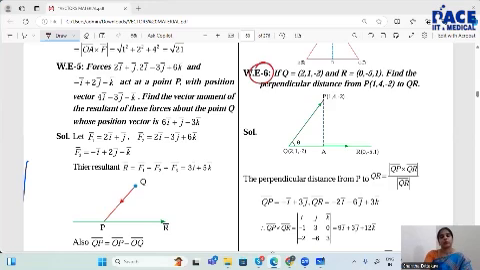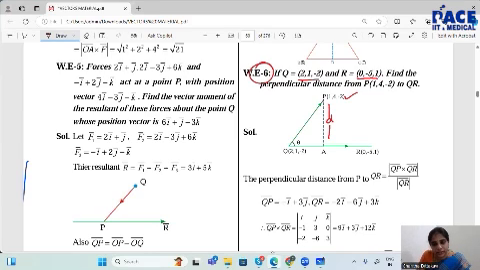Now coming to question number 6. Observe here. If Q is given to be (2, 1, -2) and R is given to be (0, -5, 1), find the perpendicular distance from the point (1, 4, -2) to QR. So just draw the figure. The point is here, (1, 4, -2), to QR. Q is given, R is given. Now we need to find this perpendicular distance, which is what I need to calculate here.